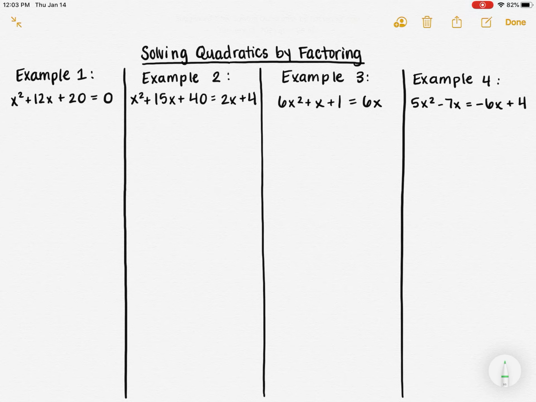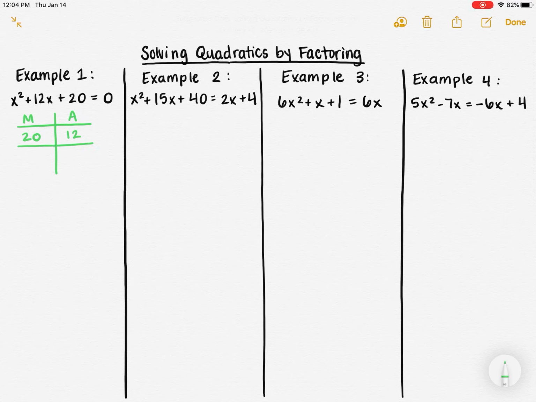Now our first step is always to make sure that the equation is set equal to 0, and in this case the equation is already set equal to 0, so we don't need to do any extra work for that. Now we need to go ahead and think about how we factor. When we're factoring, we're trying to find what two numbers multiply to C and add to B. So in this case, we're finding out what numbers multiply to 20 and add to 12.